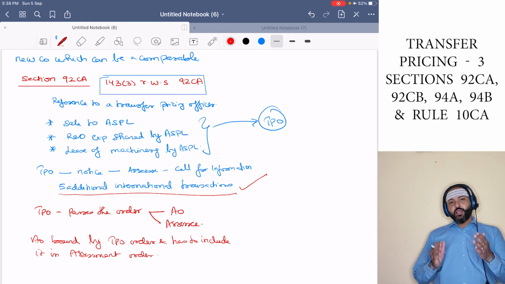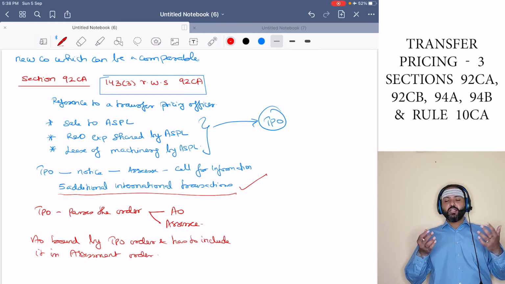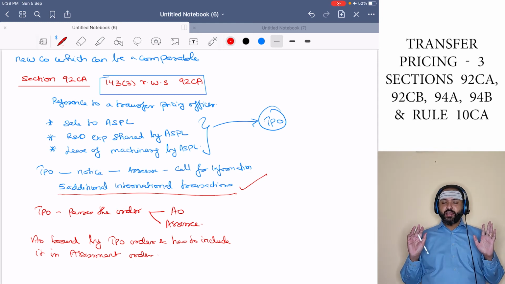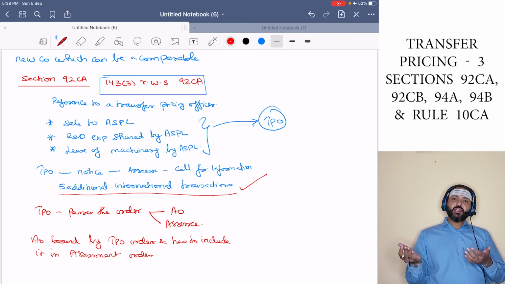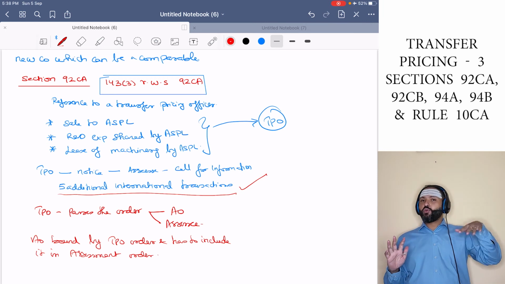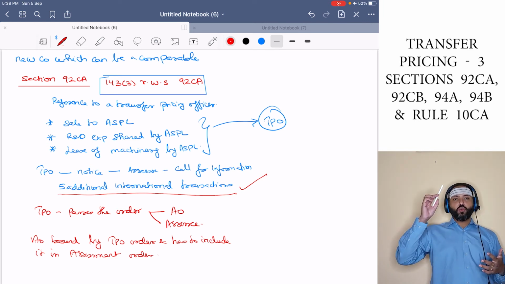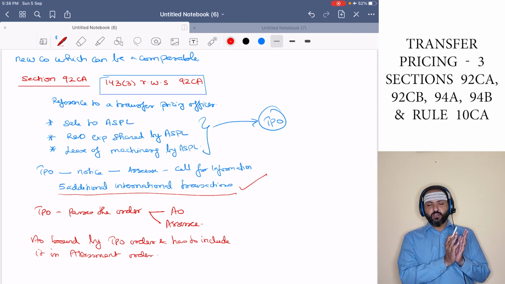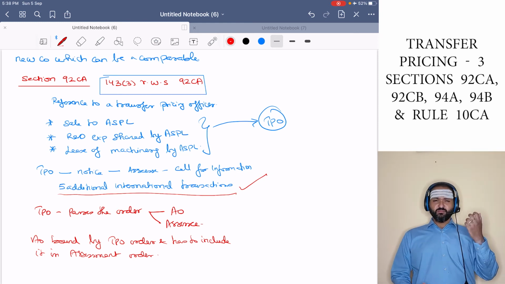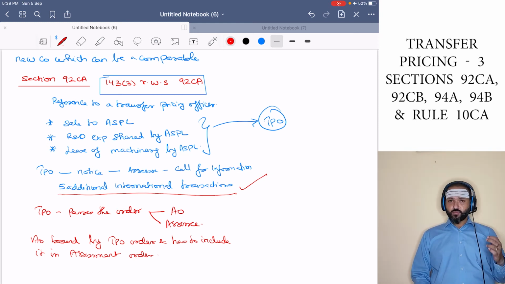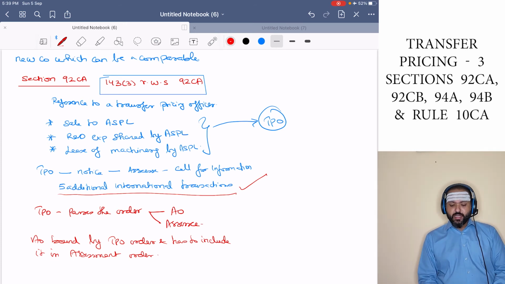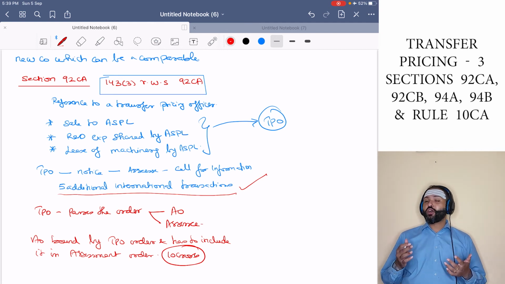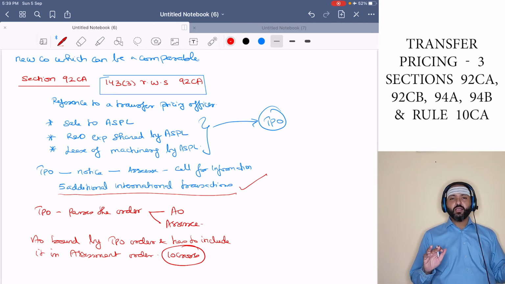So what will happen? The AO has made a reference, the TPO has started the TP proceedings, he has given the notice, he has collected information from you, and he has found that 5 additional grounds are there, so he has taken 8 grounds in total. He has reascertained the arm's length price, and he is passing an order. In this order, he is telling that 10 crores should be added to the income because the arm's length price was not correctly computed.